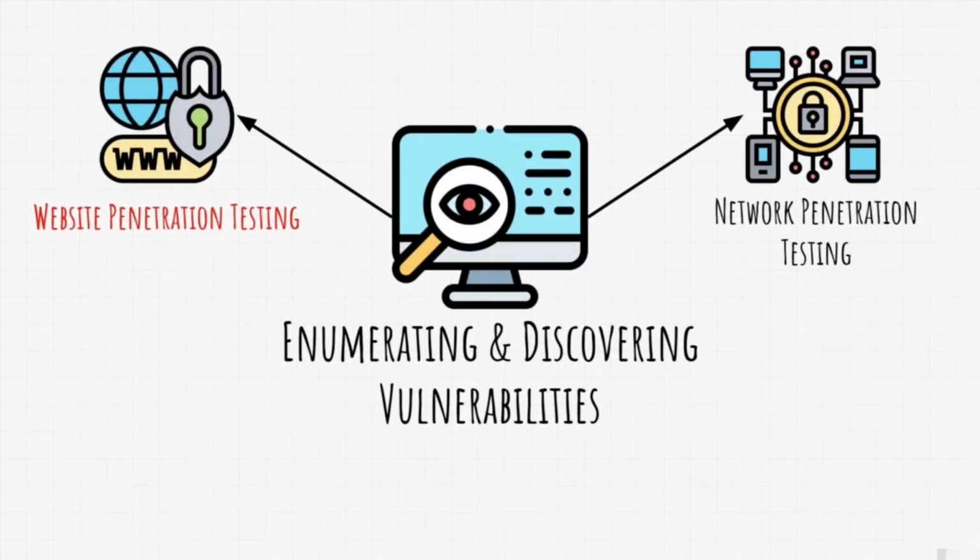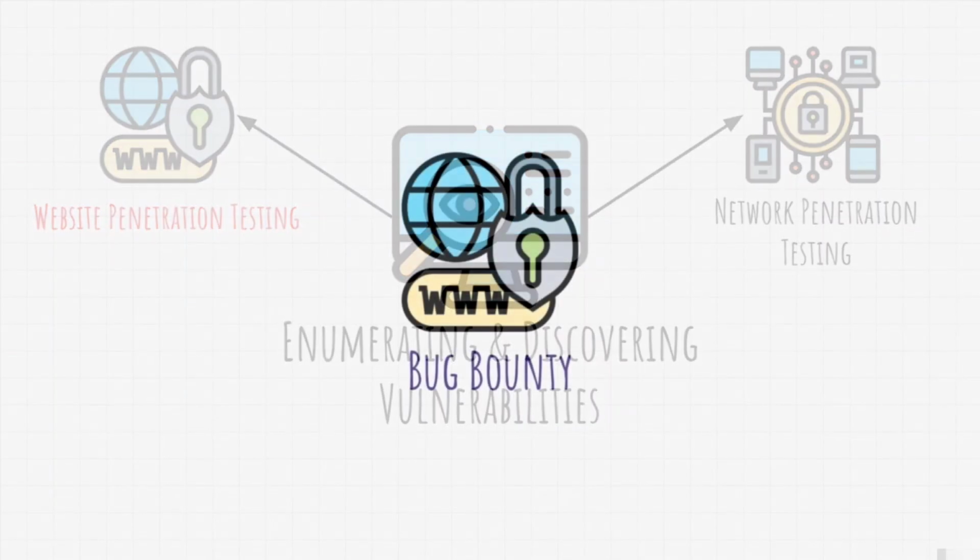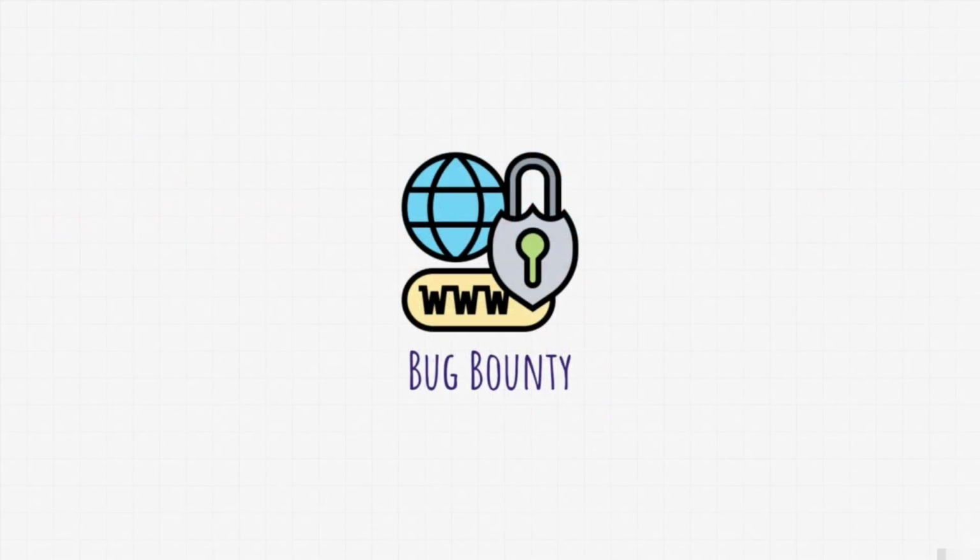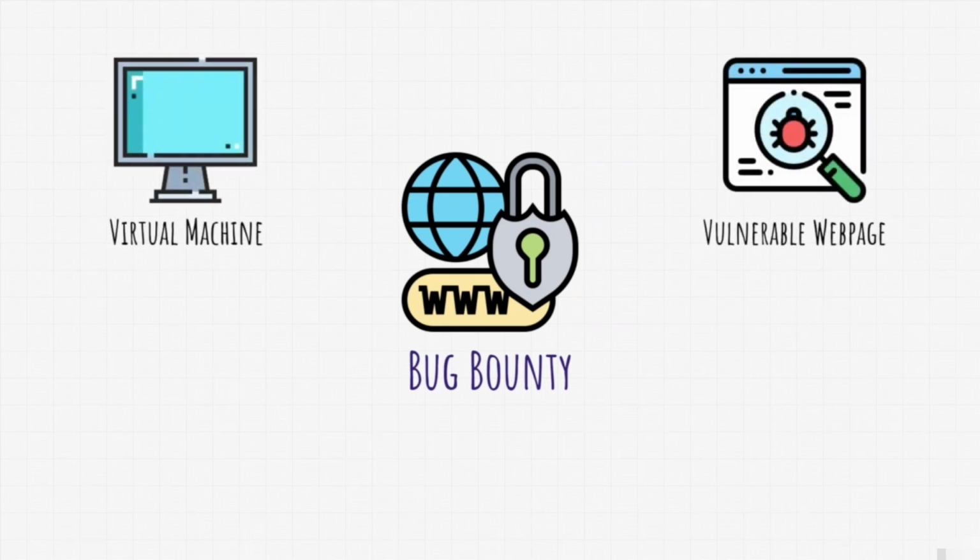You might have also heard of a term called bug bounty. This is pretty much the same thing. It's mostly referring to discovering bugs, or also known as vulnerabilities, inside a web page. And bug bounty is something that we'll discuss a little bit more in the next video, but before we get to it, let's mention what are the two main things we need to perform bug bounty or website penetration testing. So we will need a virtual machine and a vulnerable web page.